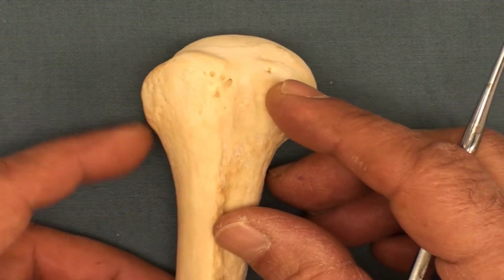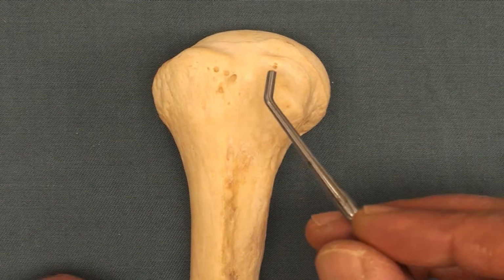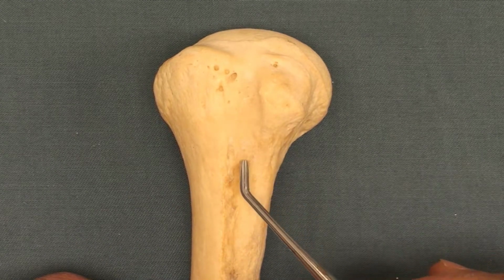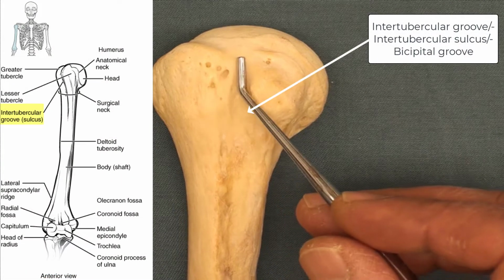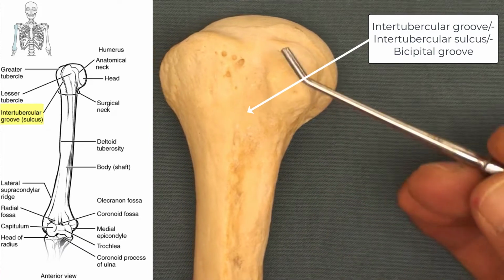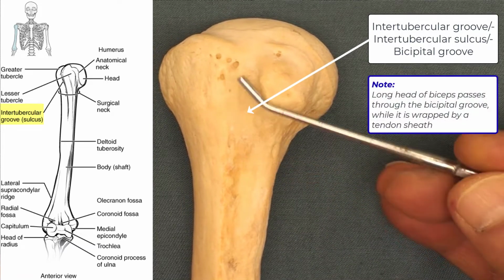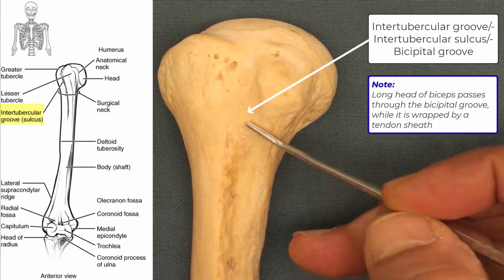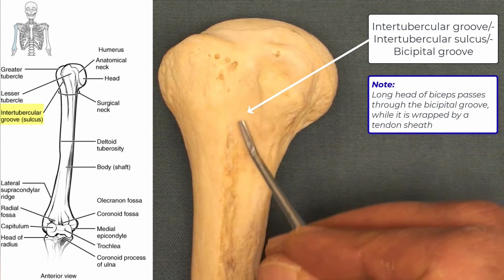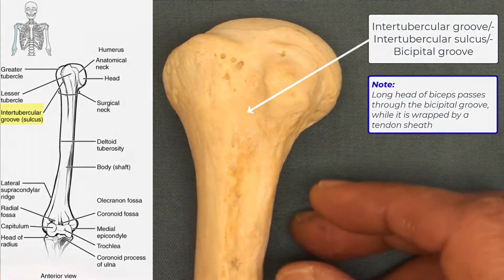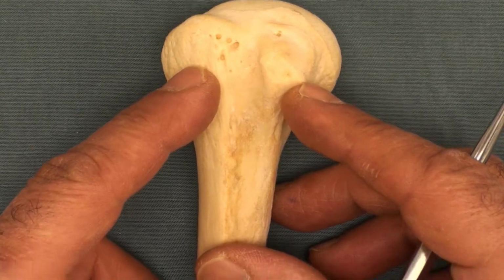Between the tubercles, we have a groove right there. It's known as the intertubercular groove or bicipital groove. And the reason that we call it the bicipital groove is that the long head of biceps passes through this groove.